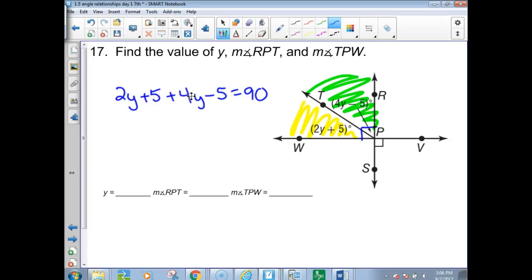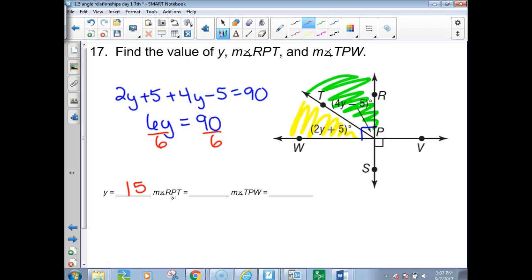All right, combine your like terms and you get 6y. And when you do 5 minus 5, you get nothing. So it's 6y equals 90. This is a pretty quick algebraic one. Divide by 6, and you get y is 15.